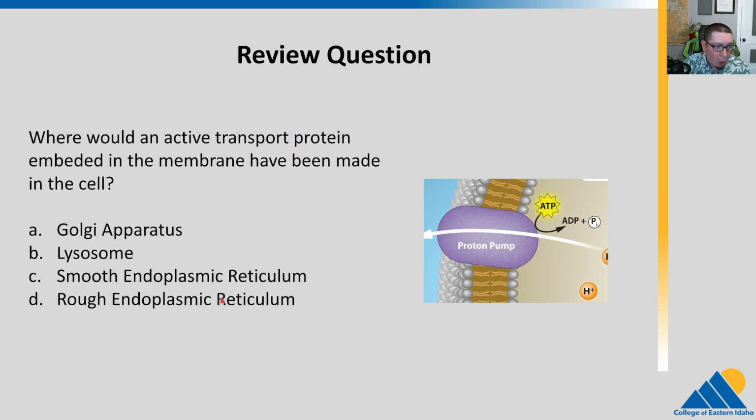All right, this protein would have been made in the rough endoplasmic reticulum. Remember, rough endoplasmic reticulum has the ribosomes on it, so it'll make proteins, and those proteins are often embedded in the membrane. So they're in membrane from the ER, they move to the Golgi, and then finally to the cell membrane where they stay.